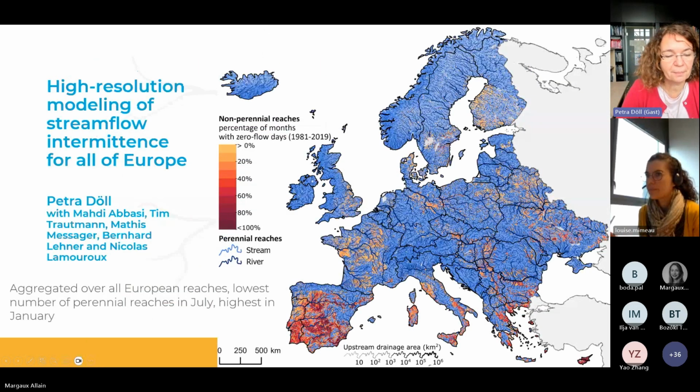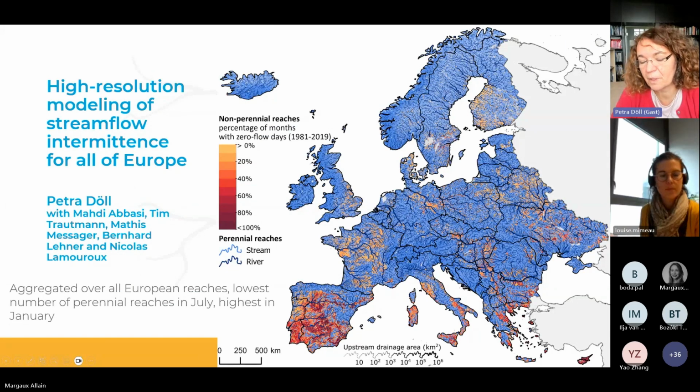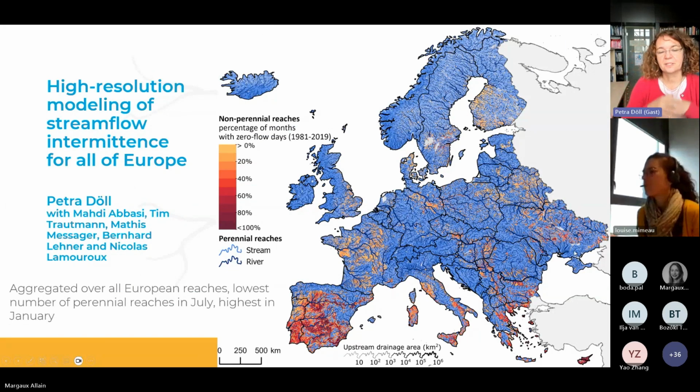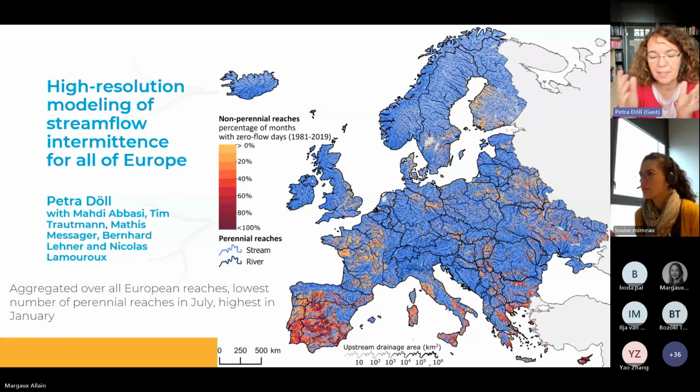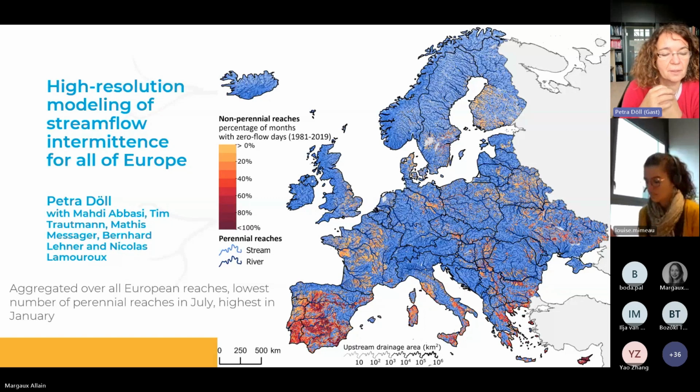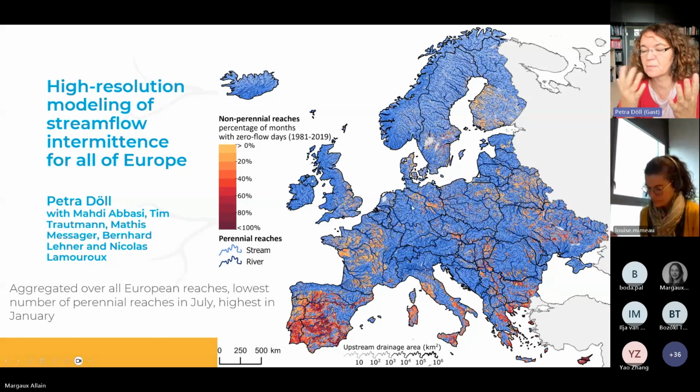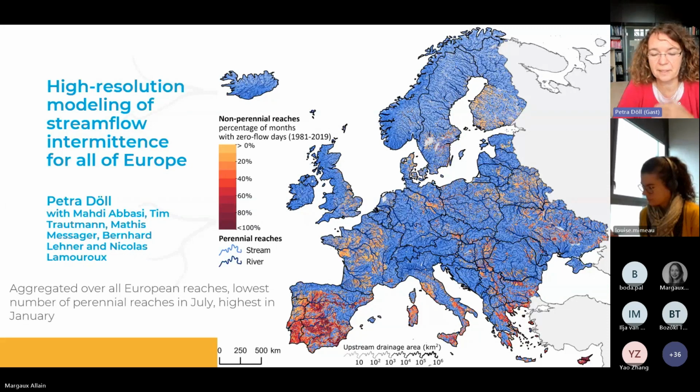So in the next one, we come back to one of our major results. Just now, I think you can understand better how we came up with this colorful picture. What I can tell you is that what we also see in our results is a clear seasonality of intermittence. When you aggregate over all of Europe, we have the lowest number of perennial reaches in July and the highest in January. So, I mean, this is what we expect if we aggregate all over Europe. So also here we think that it makes sense.